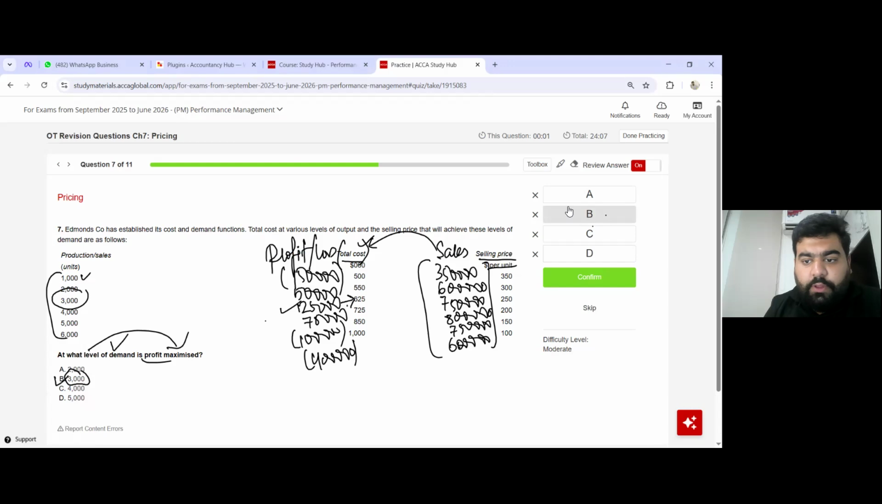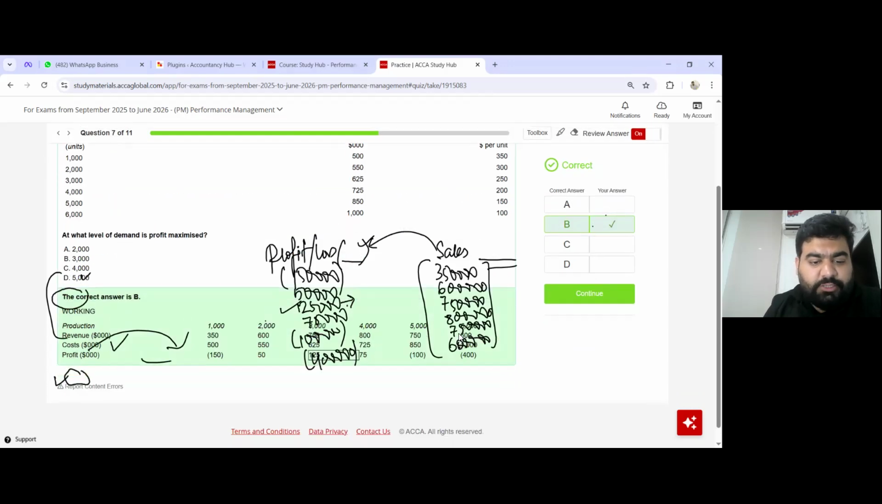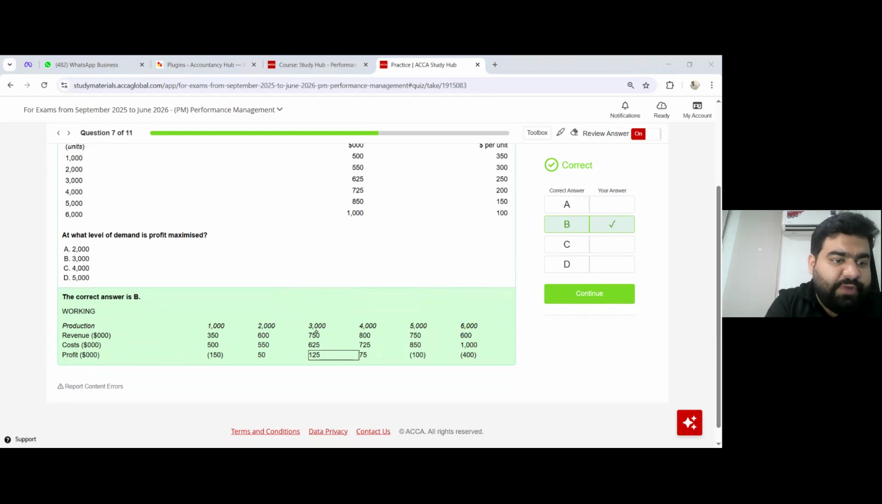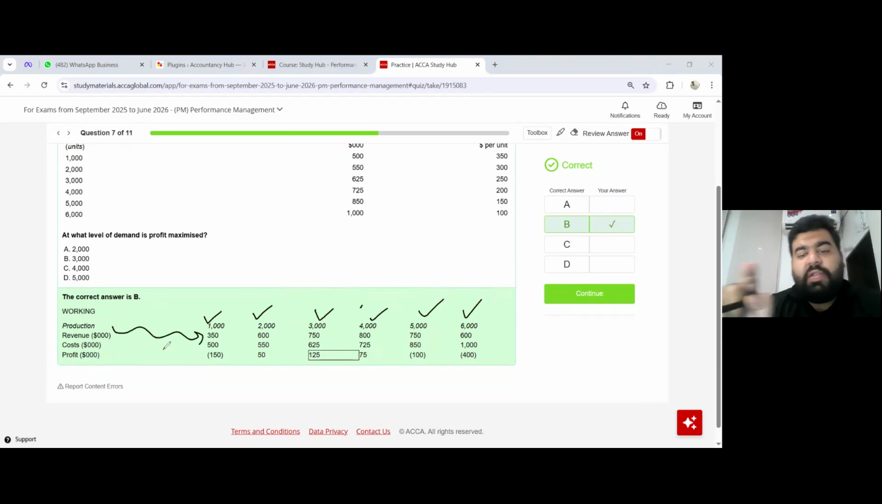Yes, the correct answer is B. See, they have done it in the solution, very easily. They took all the production levels, then calculated the revenue by multiplying the selling price with the units, took the cost and calculated the profit. At this point they come to know that there is a maximum profit. So you have to understand this concept.